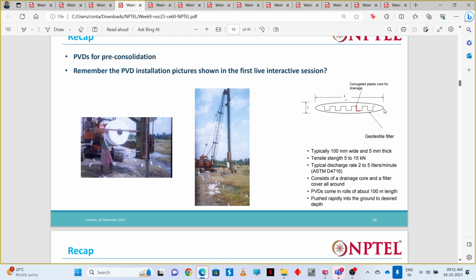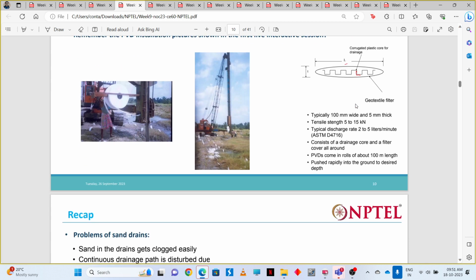There is a core, and the core is surrounded by a geotextile filter. The core actually helps in the drainage of water. So what happens? These sand drains and PVDs reduce the drainage path by providing more drainage options. And with this, the consolidation of the soil is accelerated.